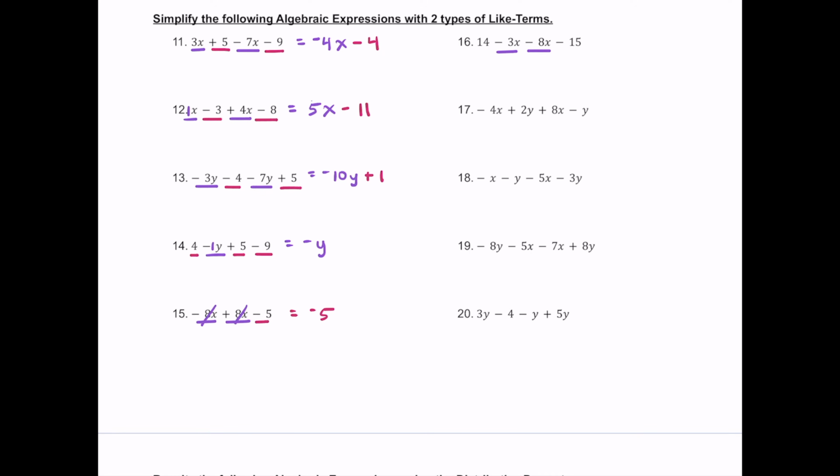For number 16, negative 3 and a negative 8 combine to make negative 11. So we can write negative 11x. And then if we take this 14 and take away 15, 14 minus 15 is going to be a negative 1. So we're just going to write minus 1.